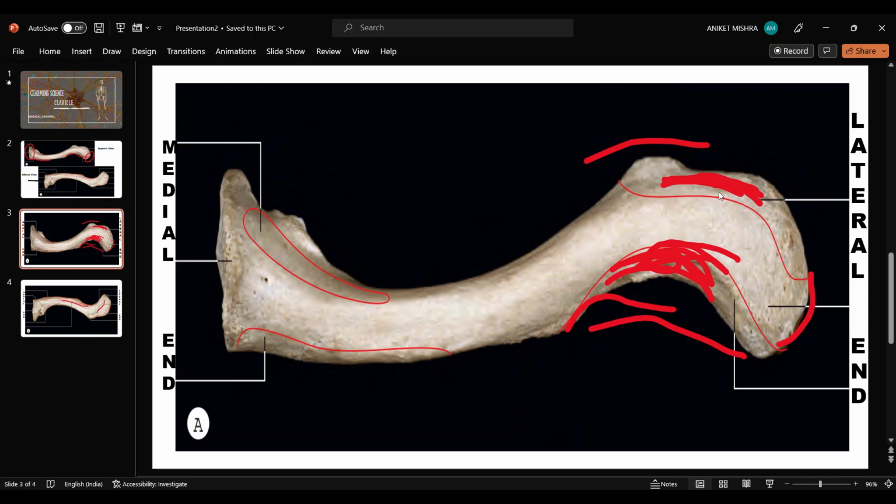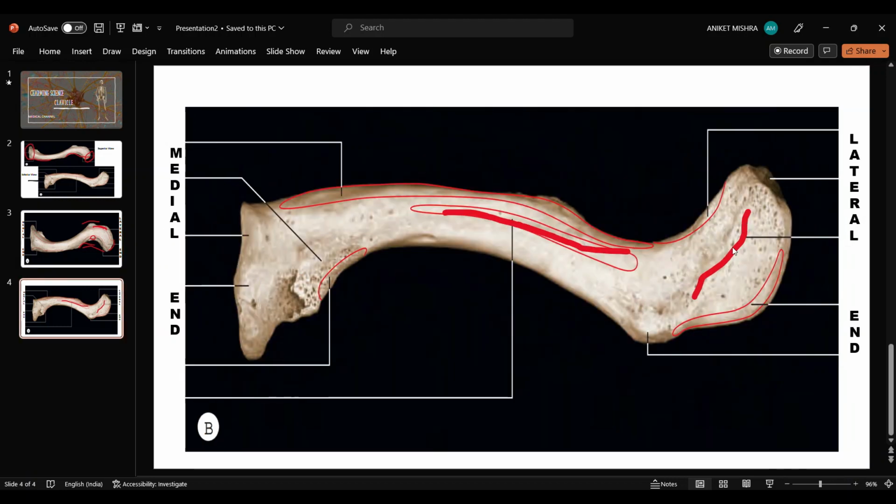The coracoclavicular ligaments are attached to the conoid tubercle and the trapezoid line. While removing the deltoid, there is the conoid tubercle present here, and the trapezoid line is present on the inferior surface. Here the coracoclavicular ligaments will attach, and this is the only ligament that helps in transmitting the weight of the upper limb to the clavicle.